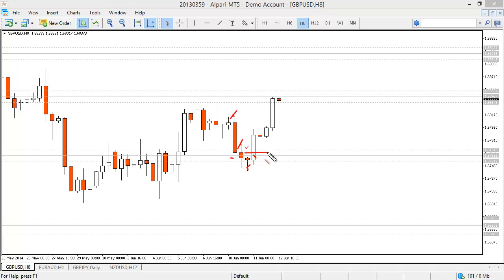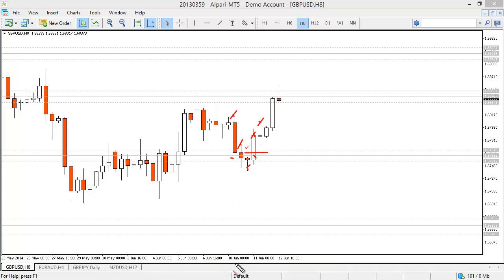So you set your entry order here, then you check back 8 hours later, and price is up here. This could be your first target. Then you check 8 hours later, and this candle is formed, which could mean you might want to exit. But the point I'm trying to make is you could check into your charts about every 8 hours, and you could still spot these trades.